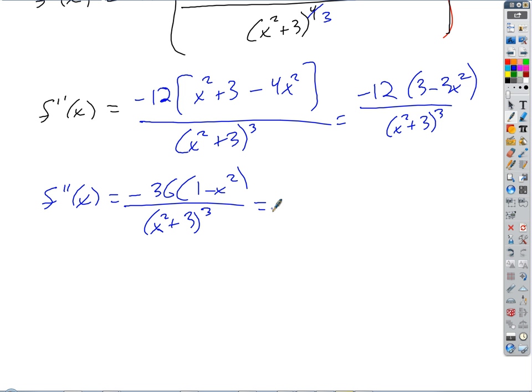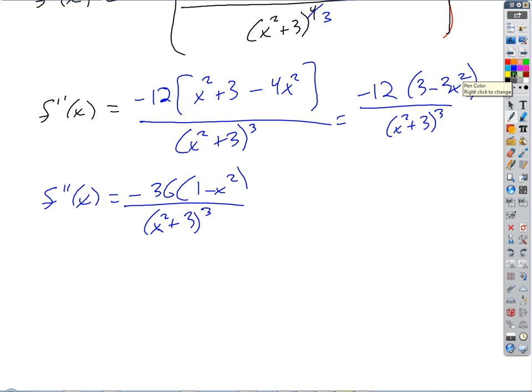Okay, so x squared plus 3 is always a positive value, because the minimum value of x squared is 0, right? x squared by itself is always non-negative. Okay, so then let's look at this again.